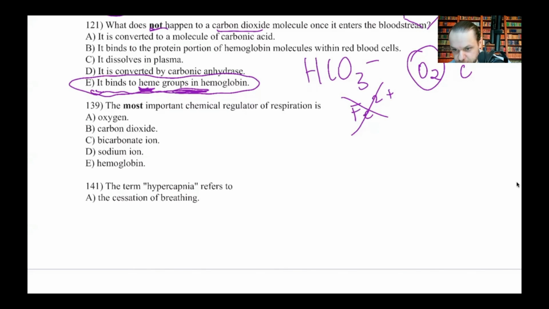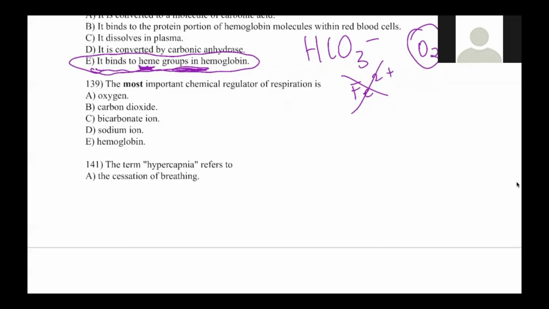139. Let's do Priscilla. The most important chemical regulator of respiration is, I believe it's B, carbon dioxide. So yes, carbon dioxide is correct.